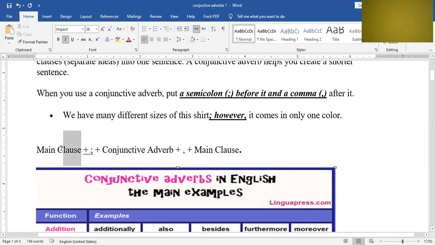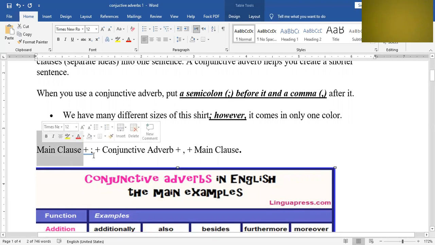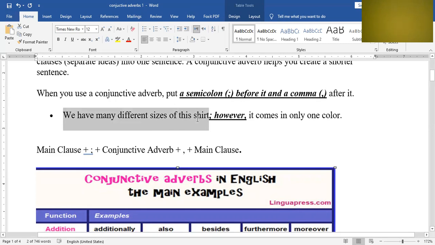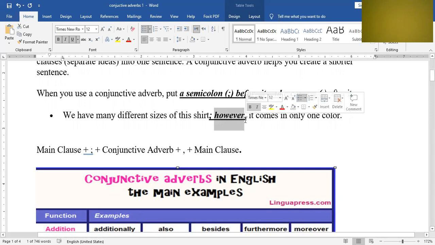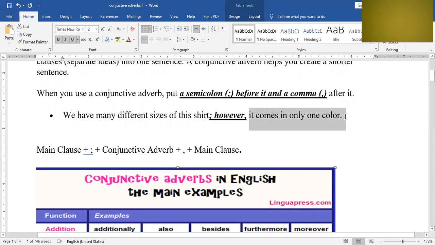We start with a main clause, number one, plus a semicolon after the main clause and before the conjunctive adverb. After the conjunctive adverb, we have a comma and the second main clause. Here is the first main clause, the semicolon, the conjunctive adverb, the comma, and the second independent idea. However, I have a complete one sentence joined together with the conjunctive adverb.